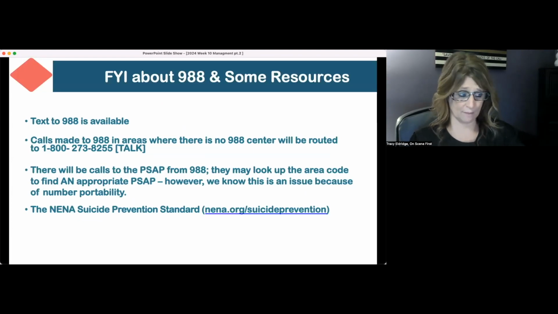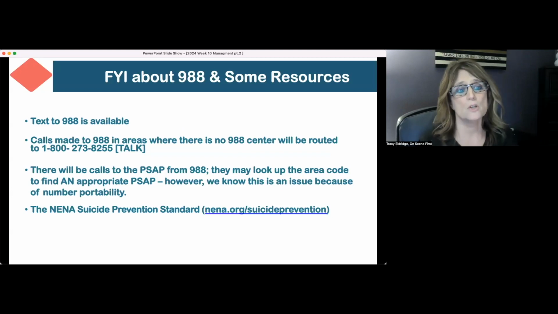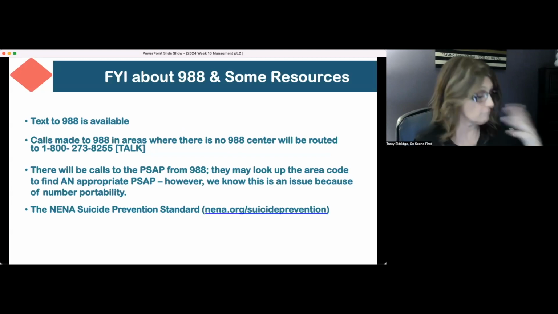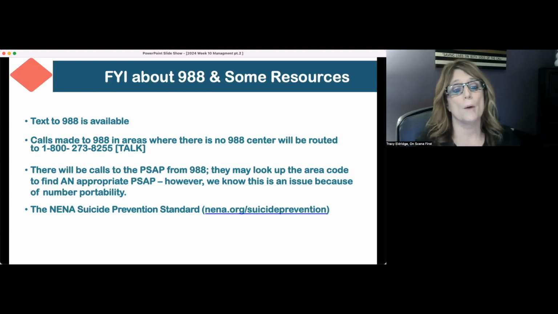Provisionally, text to 988 was not available. From some of the research that I have done, text to 988 is now available. And calls made to 988 in areas where no 988 exists will be extension forwarded, as I mentioned, to the previous suicide hotline number, which is still in existence. For those folks that have access to it, it could still be listed in places, and it would be routed to the 800 number. There will be calls to the PSAP from 988.